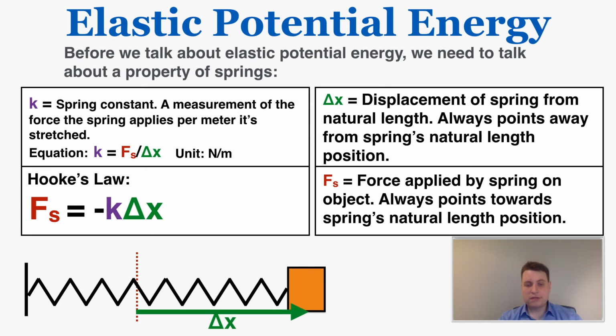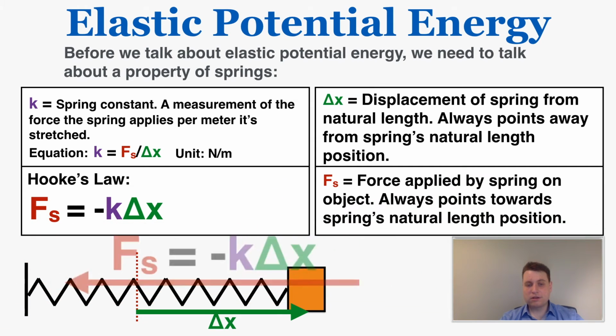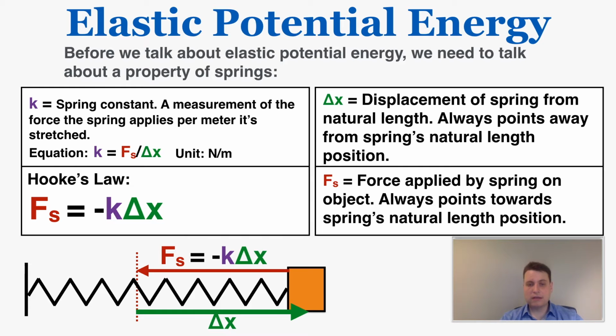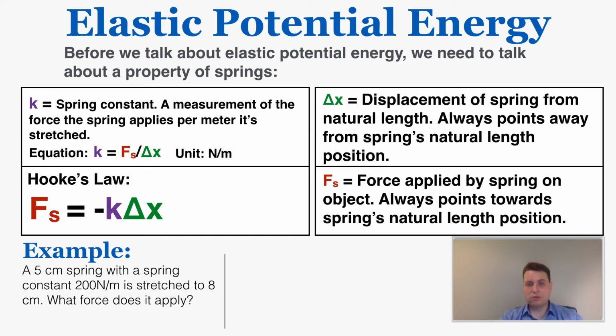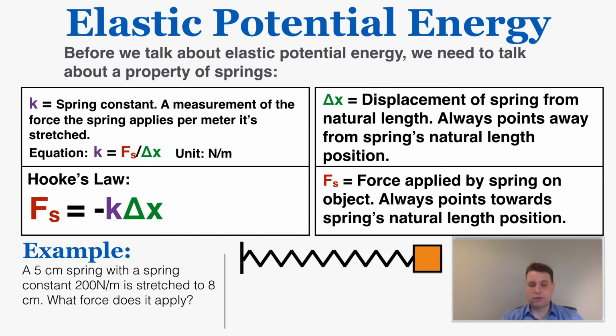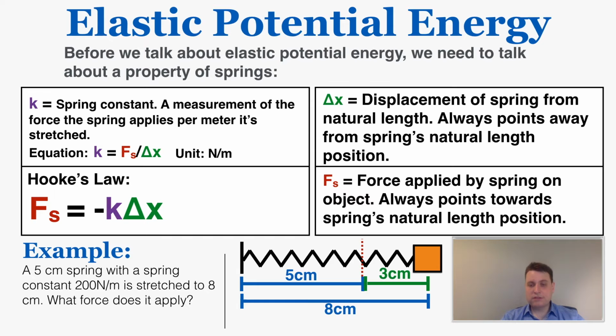So Hooke's law says that if you displace a spring by this far, it's going to put exactly this much force, negative k times delta x, back in the other direction toward the center. Here's a quick example of using Hooke's law. A 5 centimeter spring with a spring constant of 200 newtons per meter is stretched to 8 centimeters. What force does it apply? So if this is the natural stretch of the spring at 5, that's its natural real length, and it's stretched to 8, the actual stretch of the spring is 3 centimeters.